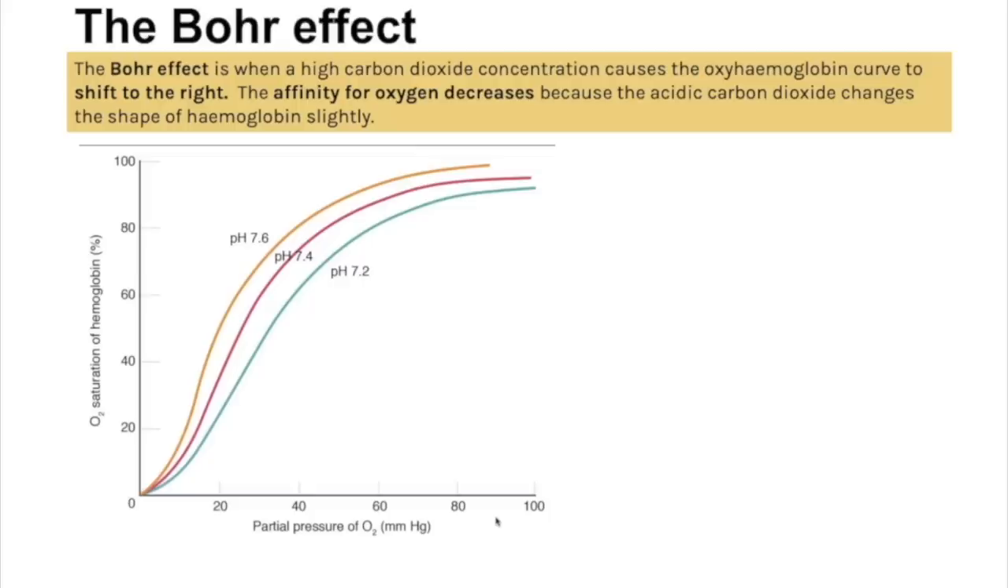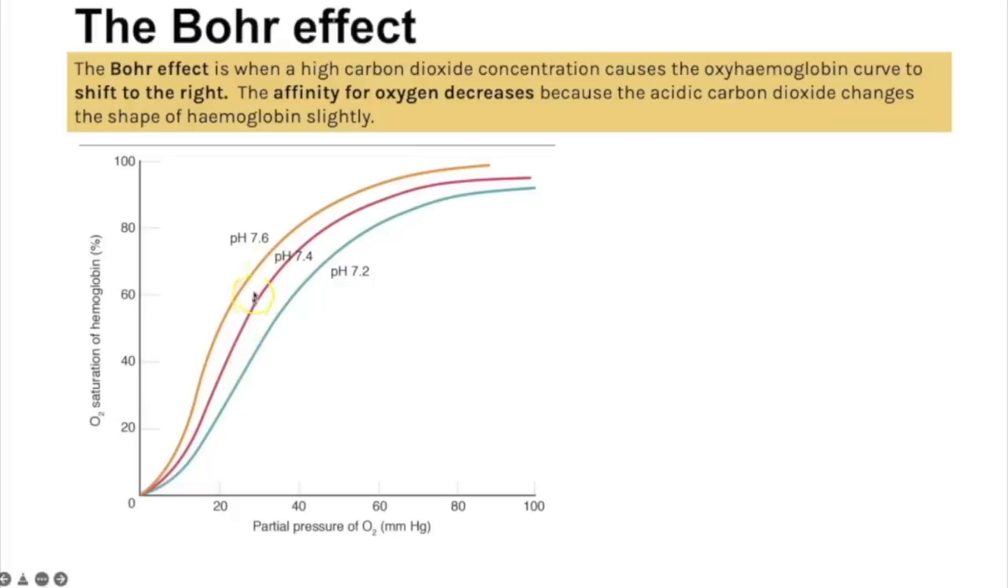Now you can also see dissociation curves to demonstrate the Bohr effect. And the Bohr effect is when a high carbon dioxide concentration or partial pressure causes the oxyhemoglobin curve to shift to the right. The affinity for oxygen decreases, and that is because the acidic carbon dioxide changes the shape of the haemoglobin slightly, and therefore it means the haemoglobin behaves differently and it's more likely to unload the oxygen even at the same partial pressures.